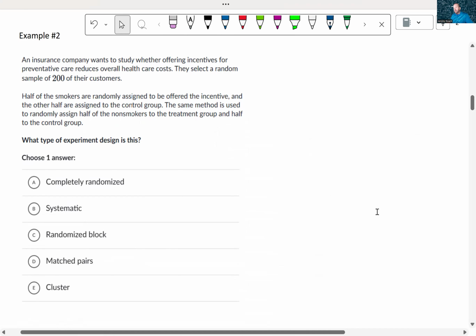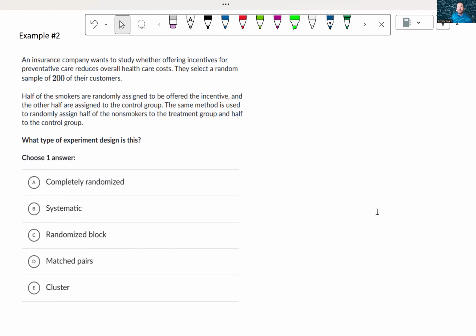Another insurance company problem offering incentives for preventative care, and they're going to select a random sample of 200 of their customers. These are people who are smokers, so half the smokers are randomly assigned to be offered the incentive, and the other half are assigned to the control group. The same method is used to randomly assign half the non-smokers to the treatment group and half to the control group. What type of experiment is this?